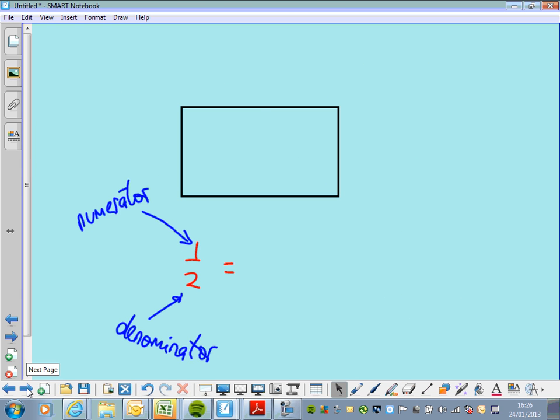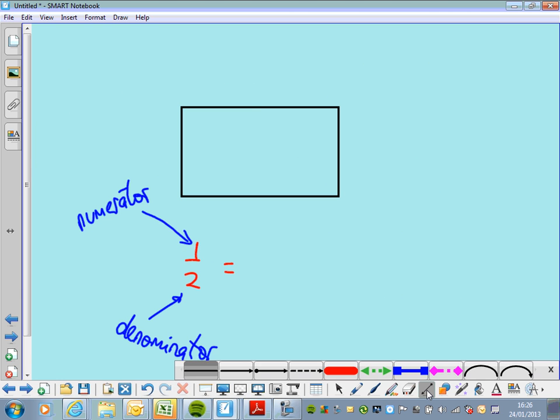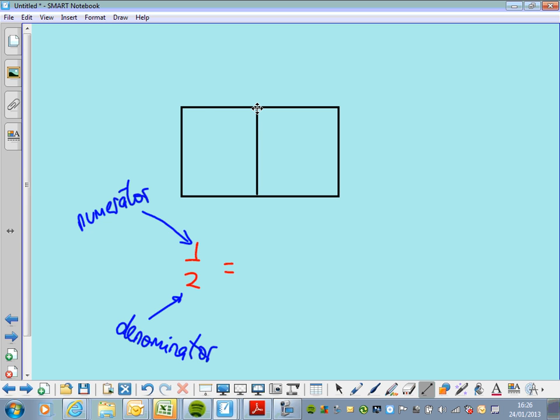Here's a rectangle. Draw a line to cut it in half, and you've got two halves, right? Take a pen and shade in one half of it, and down here is one half. I have shaded in one half of the rectangle, and I've drawn little arrows to remind you that the top number is called the numerator and the bottom number is called the denominator.